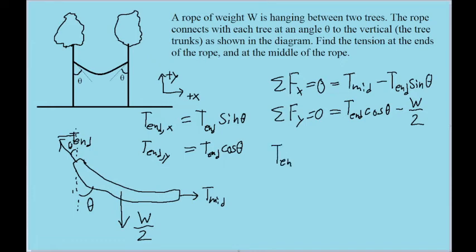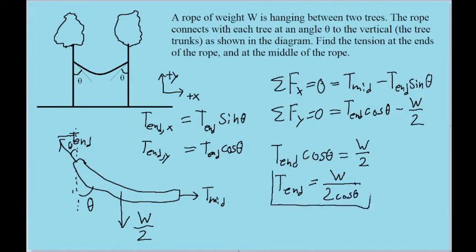So if we add W over 2 to both sides, then T sub end times the cosine of theta is equal to the weight over 2. And then solving this for T sub end, we just divide both sides by cosine of theta. So that's weight divided by 2 times the cosine of theta. And that is a formula for the tension at the end of the rope.